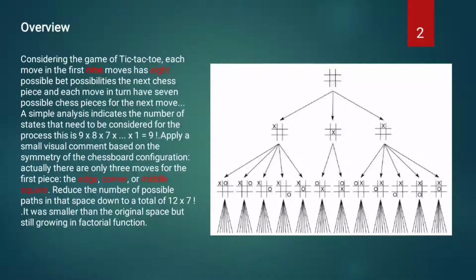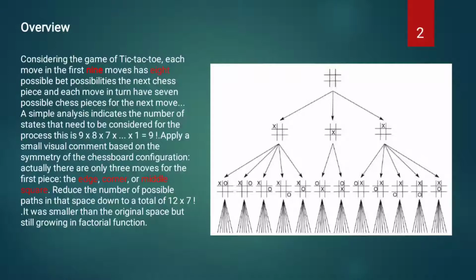Each move in the first 9 moves has 8 possible choices for the chess piece, and each move in turn has 7 possible choices for the next move. A simple analysis indicates the number of states that needs to be considered for the process is 9 times 8 times 7 times 1, equal to 9 factorial.